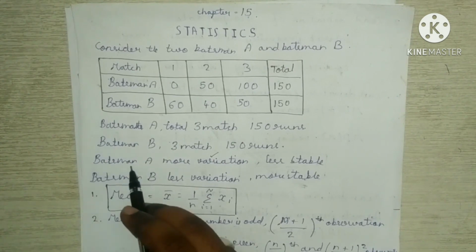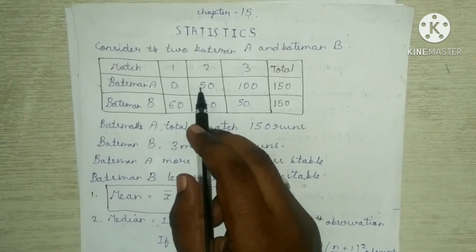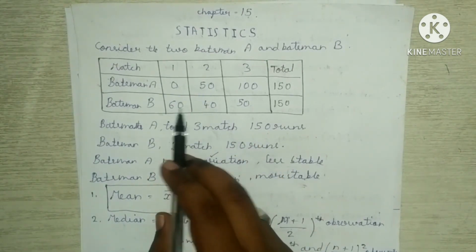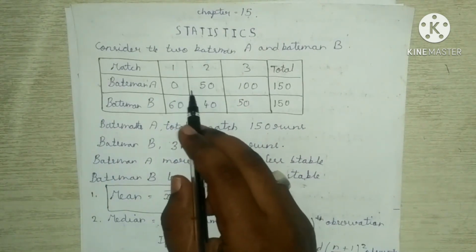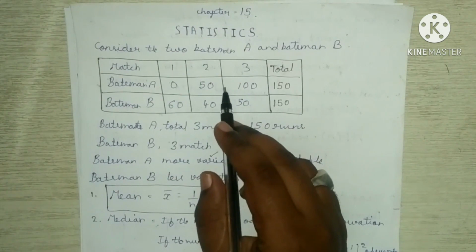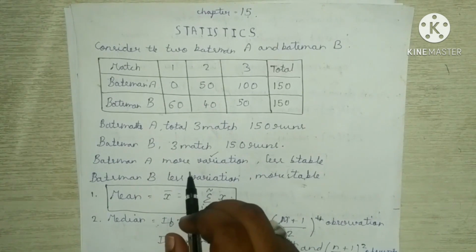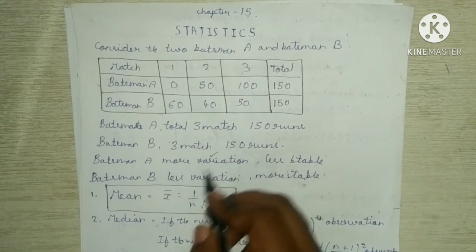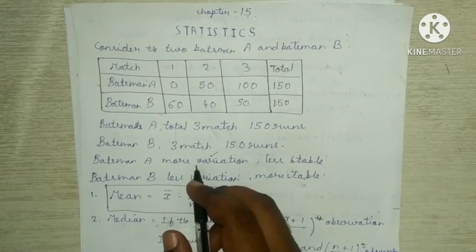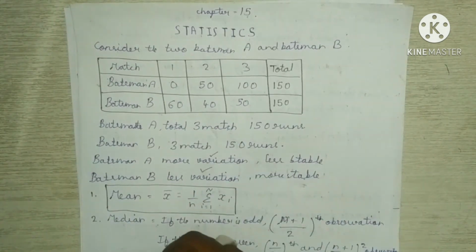Consider batsman A. The variation is more. The variation from 0 to 50 is more when compared to the variation from 60 to 40. The variation from 60 to 40 is only 20; 60 minus 40, you'll get 20. The variation from 0 to 50 is more. The variation from 50 to 100 is more, 50. Here, the variation from 40 to 50 is only 10. So the variation is more for batsman A when compared to batsman B. The variation is less for batsman B.